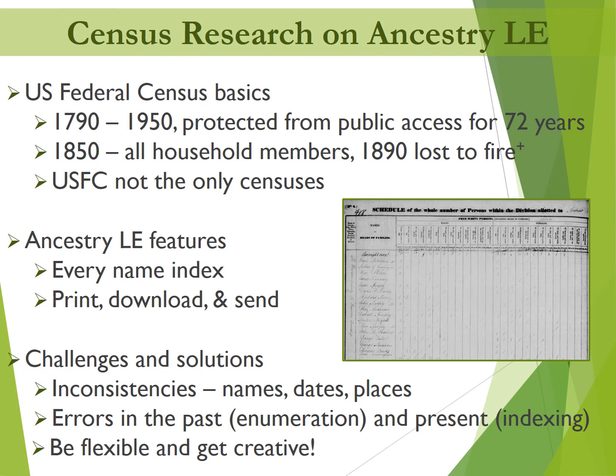Now for solutions. Be flexible. Accept inconsistencies as a part of genealogy. Remember Walt's 1890 and 1901 dates of birth? And get creative if your ancestors appear to go missing for a census or two. Try searching for them by their middle name or look for a family group with the correct given names living in the same household instead of searching by surname.